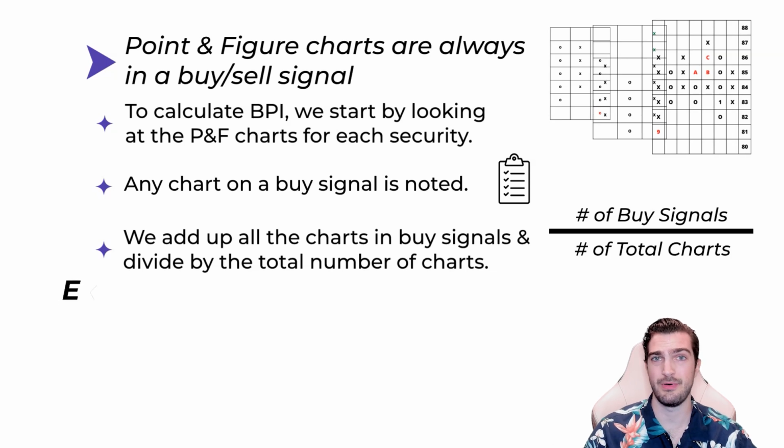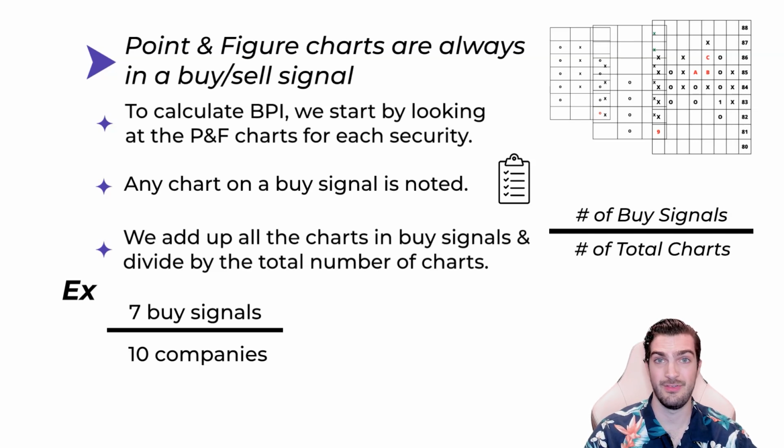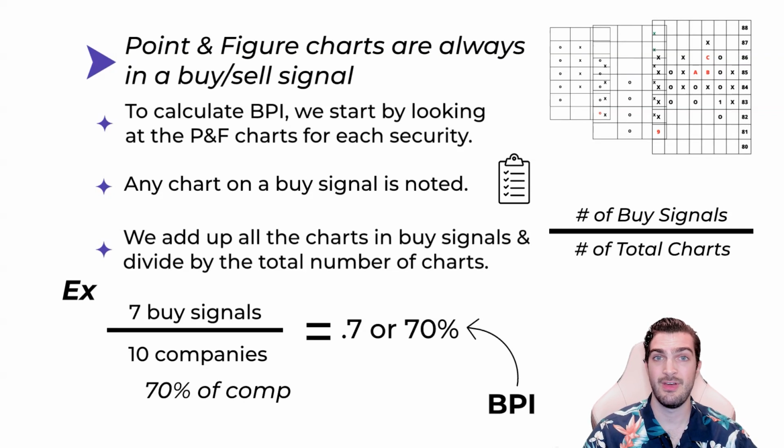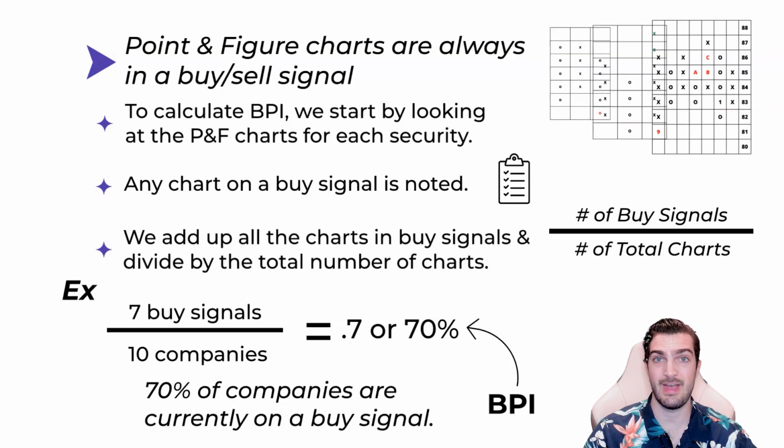Just to put some numbers out in the air so we can use them as an example, let's say we have 10 companies, and out of those 10 companies, 7 are currently on point and figure buy signals. That would give us 7 companies on buy signals divided by 10 companies total, or 0.7. If we express that decimal as a percentage, that gives us 70%. That 70% is now our BPI, which tells us that 70% of the companies or securities in that group are currently on buy signals.